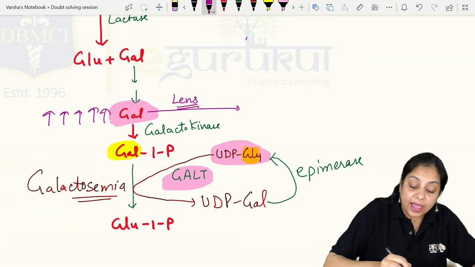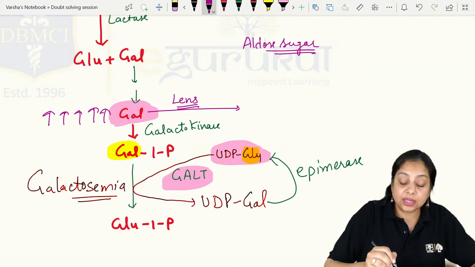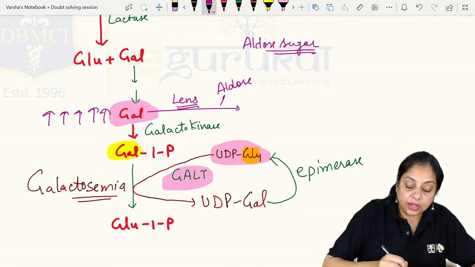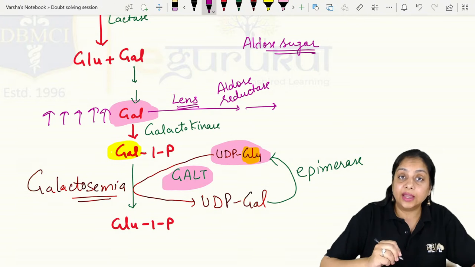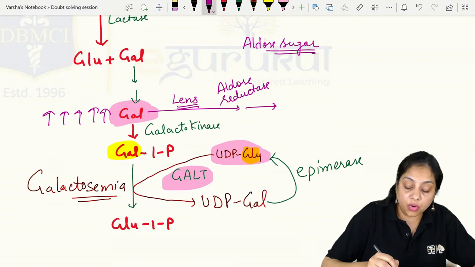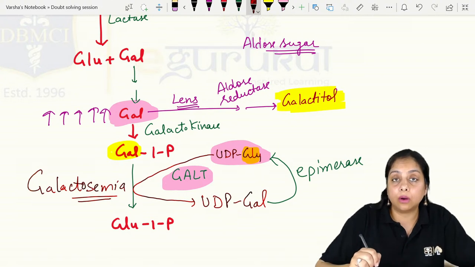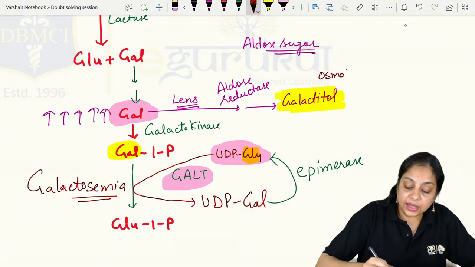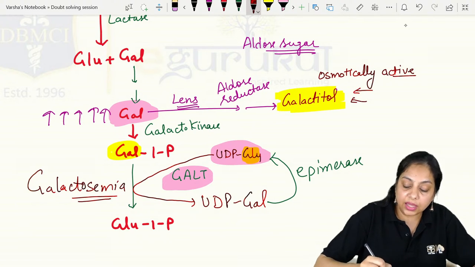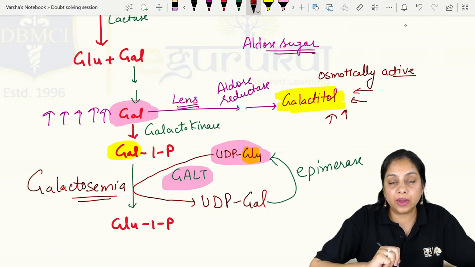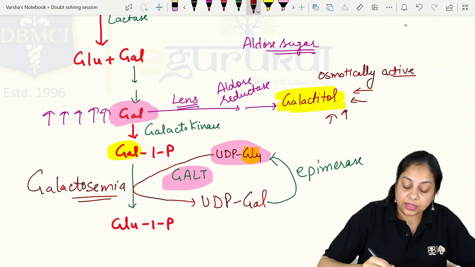What is galactose? Galactose is an aldose sugar, right? So there is an enzyme, aldose reductase, which is going to do the reduction of this aldehyde into alcohol, and the alcohol form of galactose is galactitol. Galactitol is a kind of alcohol, and this is osmotically active, and it is going to suck in the water from the nearby, and it is going to cause what? Cataract.